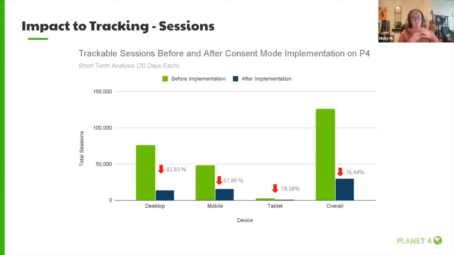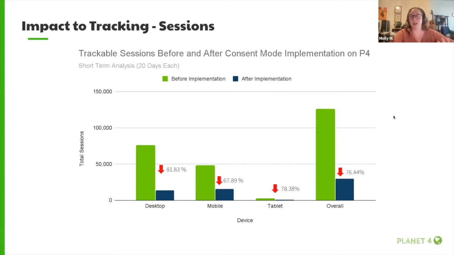The very first one that I want to get out in front of is the impact that we had on trackable sessions. So if you look at this graph, you're going to see that there was a significant decrease in the amount of sessions that we can track. Overall, it was about 76%. On desktop, it was even more so, about 81%. On mobile, less so, which is interesting. There's been some theories as to why, but I won't get into those today. But the point of this is that there was a pretty significant decrease in the amount of trackable sessions that we have access to now.